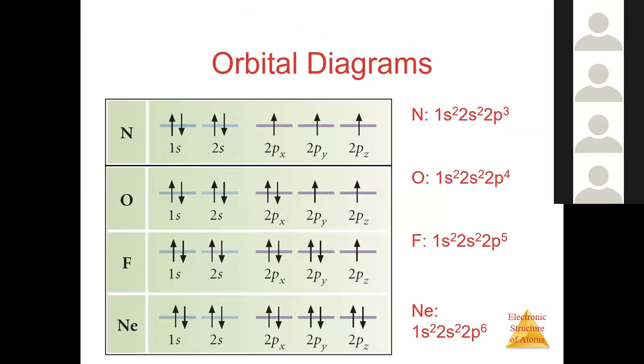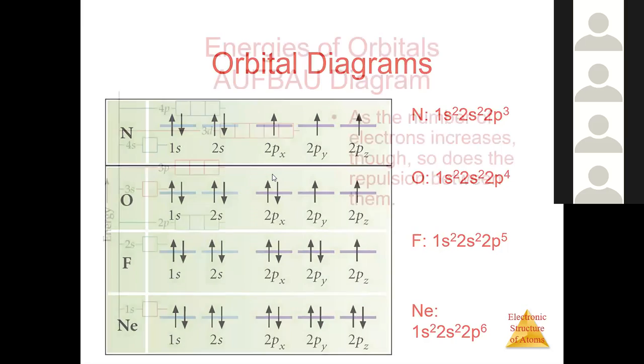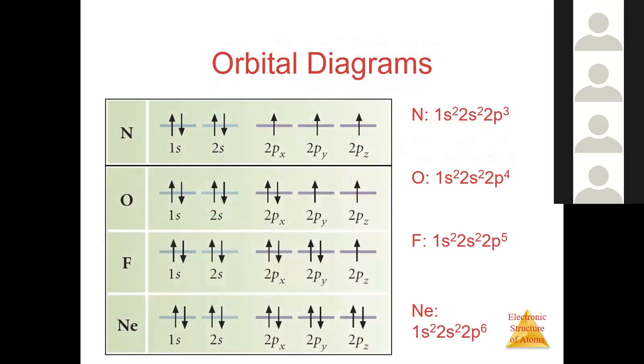So again, nitrogen, all 3 of them are going up. Oxygen, I have another electron. It has to pair up with one of the electrons in a suborbital, but it spins going down. Fluorine, 2 of my electrons are being put in the same orbital. Only 1 has a free electron. Neon, everything is filled up.